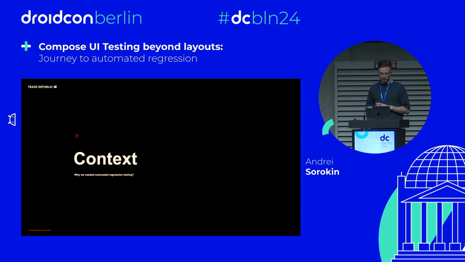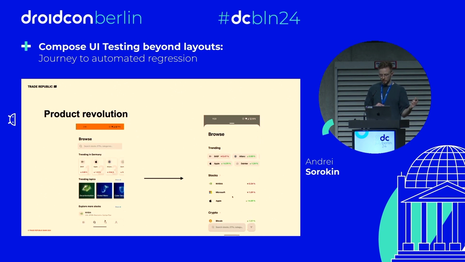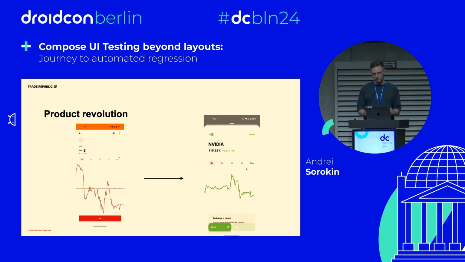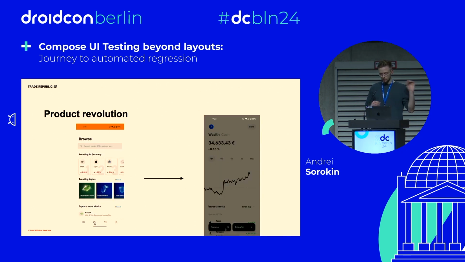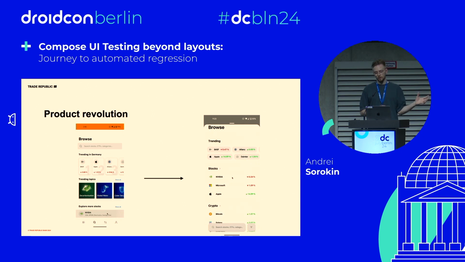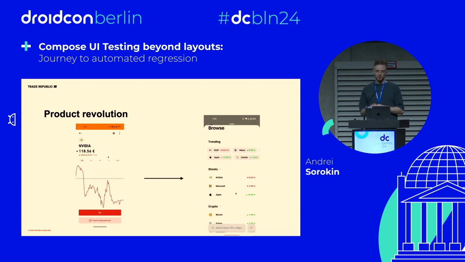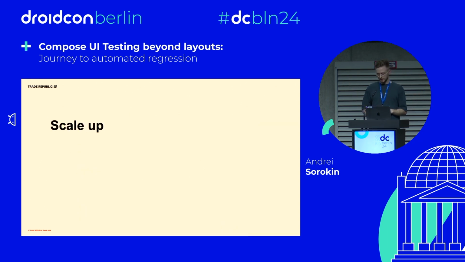So, context, or in other words, why we needed automated regression testing. I'm not sure if you know or not, but when I joined, we moved from the old UI to the new one. But more importantly, we moved from a neo-broker product to a neo-banking product, which is of a much broader scale. And it is a scale-up, so we have to scale everything.